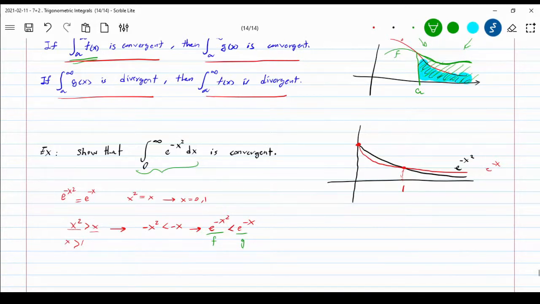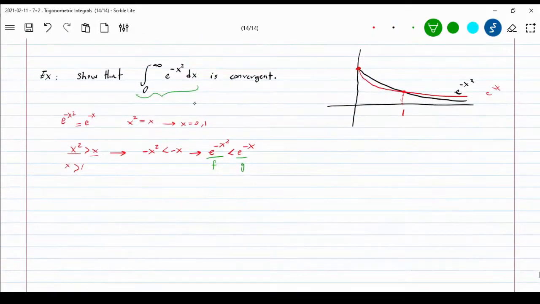I can say, let's focus on the section. By the way, this is true for x greater than 1, not for x greater than 0. But from 0 to 1, this is a finite area. It doesn't affect anything. If you add 2 or 3, if you add a finite value, it doesn't really affect anything. So I'm going to calculate the integral from 1 to infinity of e to the negative x dx.